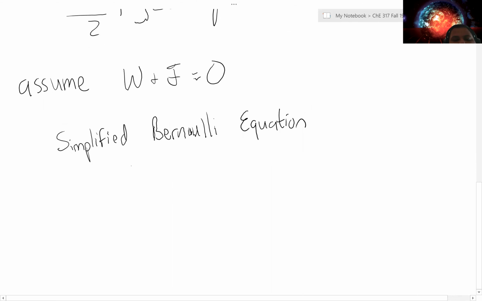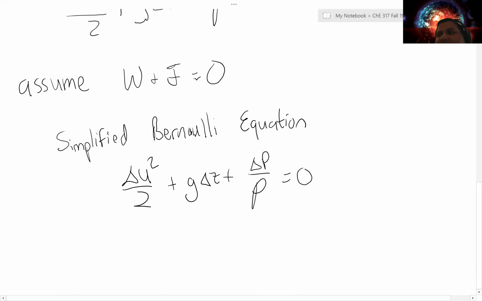Which states velocity energy or kinetic energy, static energy, and pressure energy combined has to be conserved within a system. Which means if velocity changes for some reason in these systems, it either must be due to an increase of potential energy or pressure energy and vice versa.